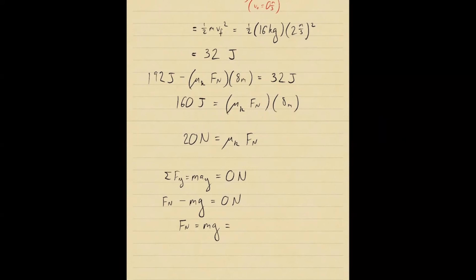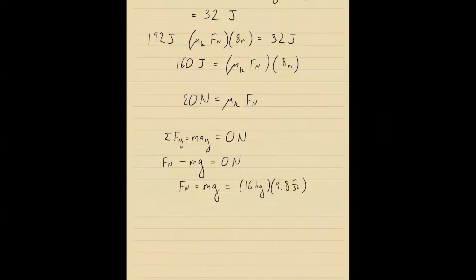Right? So the weight of the sled is just 16 kilograms times g, which is 9.8 meters per second squared. So this gives us a normal force magnitude of 156.8 newtons.